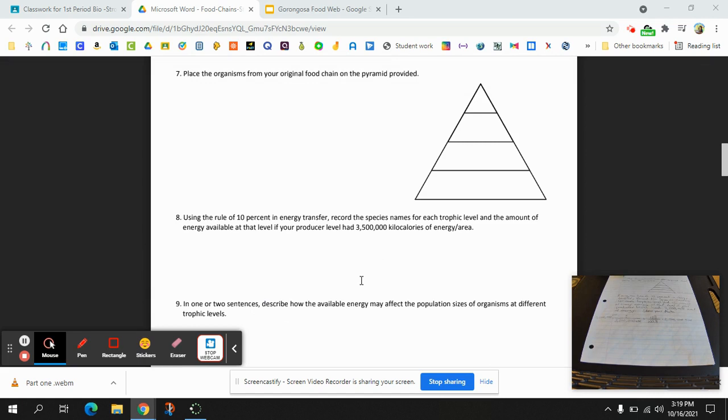Proceeding forward to number 7, place the organisms from your original food chain on this pyramid. Draw your pyramid, and place the organisms that you chose for your food chain.